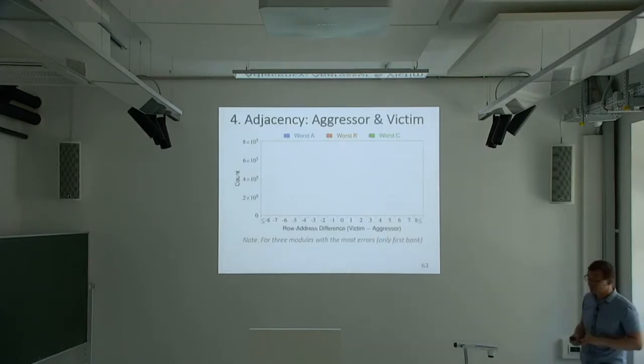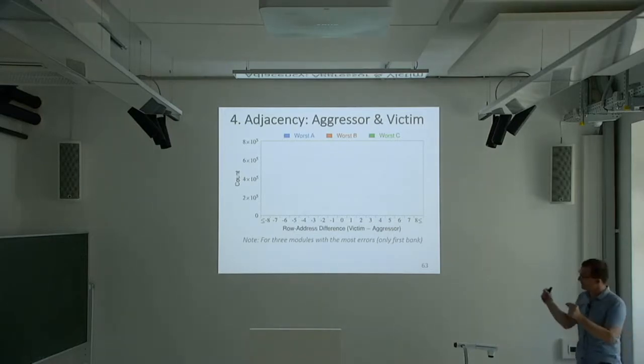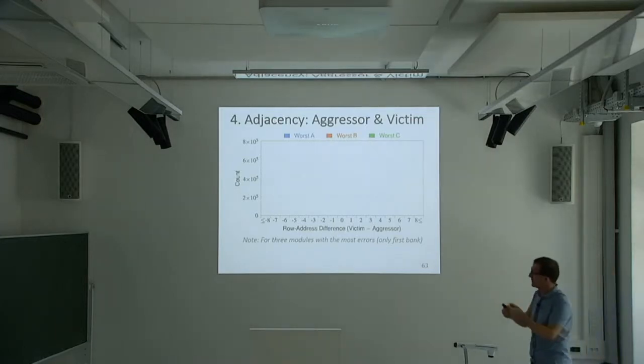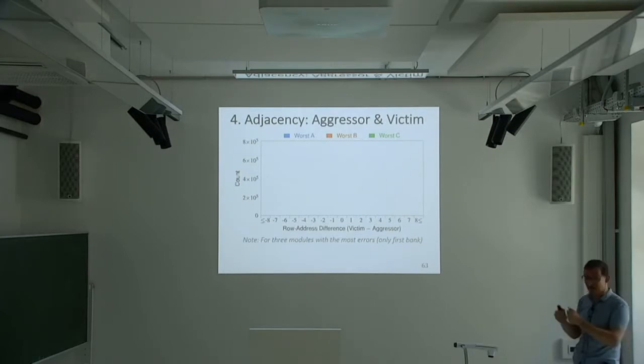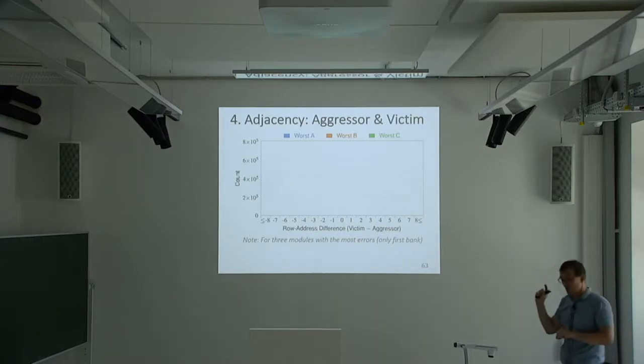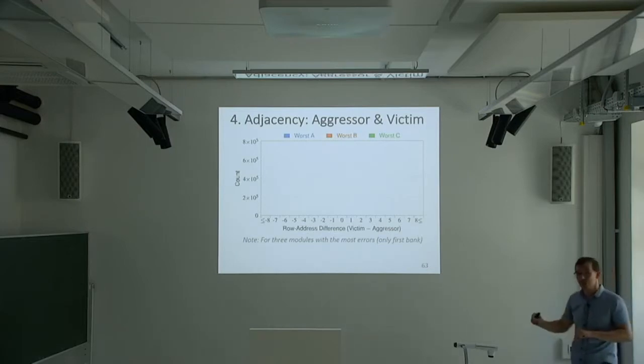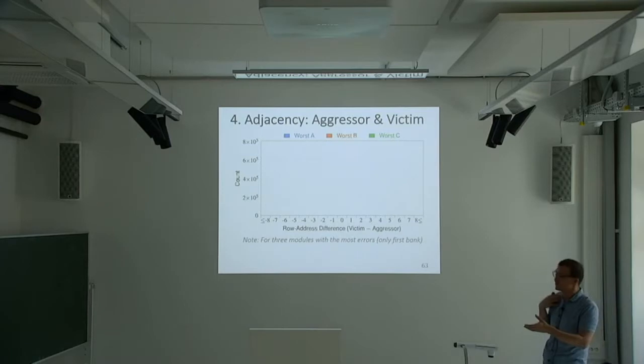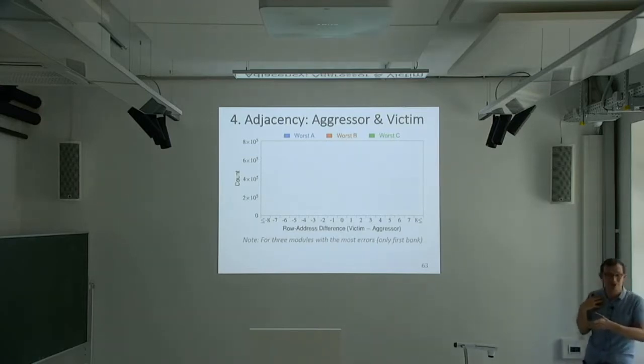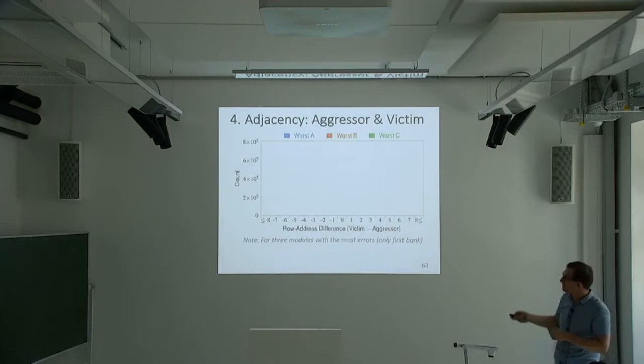One is the adjacency of the aggressor and the victim. And this is adjacency in terms of the difference between the row addresses of the hammered row and the victim rows. So how far apart they are from each other in the address space. 0 is the aggressor row's address, +1 and -1 are the logically next addresses. But this is logical, remember. Logical adjacency in terms of address space doesn't mean physical adjacency, because internally addresses get remapped in DRAM. DRAM does this internal address remapping that's not exposed to anybody else, including the memory controller. So as a result, you need to look at this.